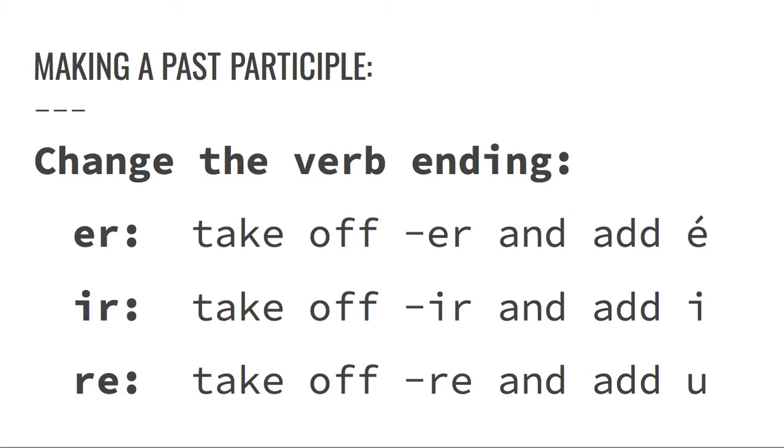So you've got ER verbs. For an ER verb, you're going to take off the ER and add E accent aigu. For an IR verb, you're going to take off the IR and add an I. For an RE verb, you're going to take off the RE and add a U. So it's really pretty easy. You just have to remember those three. Of course, there are some irregulars that will make our life difficult, and we will look at those. We'll focus on the irregulars when we look at the next things.